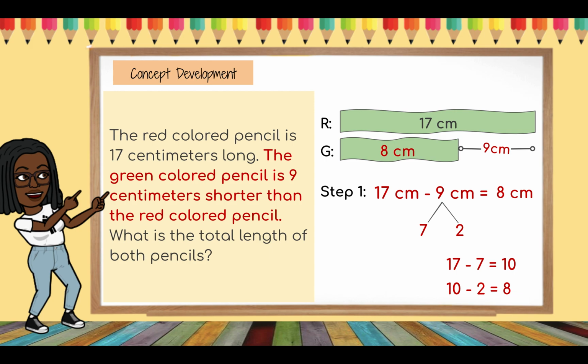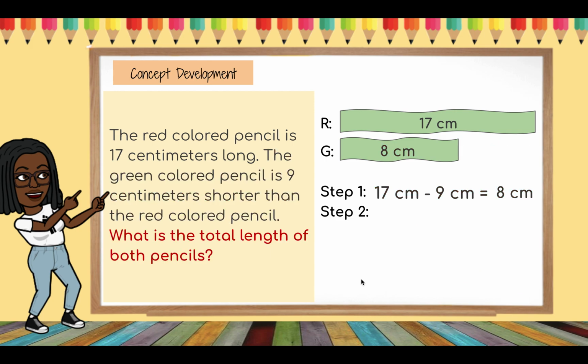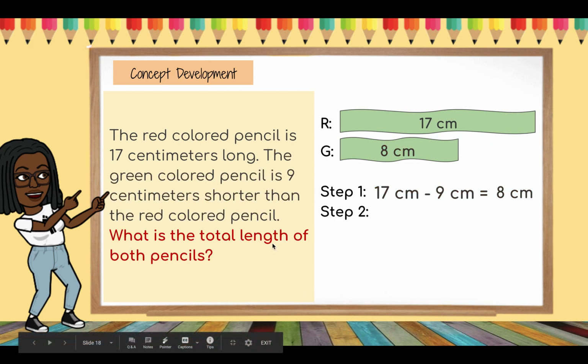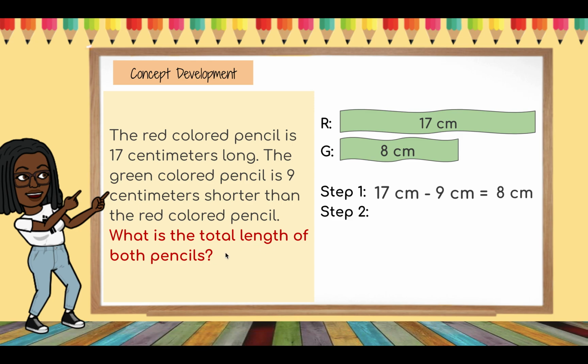Now let's look at the last part of the problem to see what information we need to find. Now it says, what is the total length of both pencils? In order to find the total, we have to add, friends. We have to add 2 numbers together. So the 2 bits of information that we have are that the red colored pencil is 17 centimeters and the green colored pencil is 8 centimeters. So we need to add them together to find the total.